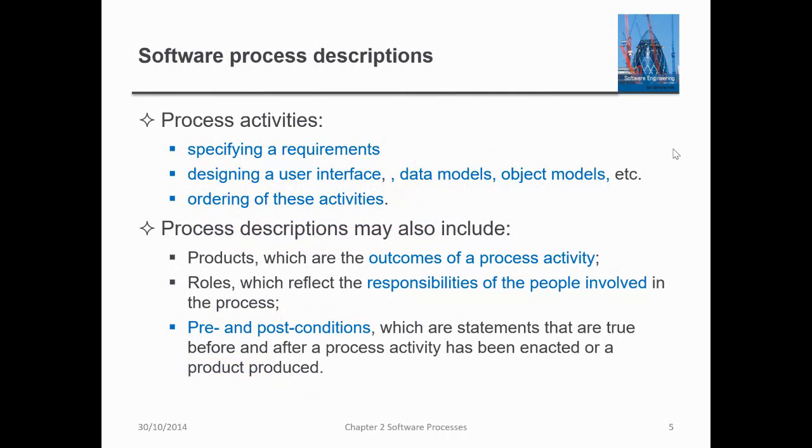So some examples of process activities would be specifying requirements, designing your user interface, coming up with your data models, coming up with your object models, and maybe some ordering of these activities. When you describe these processes, you also need to include what is the outcome of the process. What are you going to be producing, and who are the people that are going to be involved in producing these outcomes, and what roles will they have?